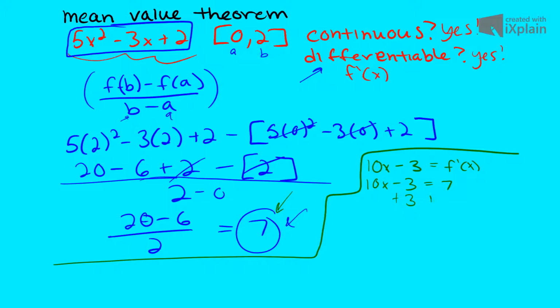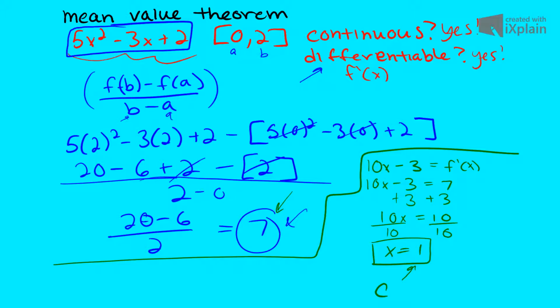We add the 3 on both sides. We get 10 is equal to 10x. Divide by 10, divide by 10. X is going to be equal to 1. Now the reason why this is important, this 1 value here, this is actually the answer to our problem. This is what's called our C value. And in a mean value theorem problem, the C value is the most crucial part of it. That's what you're looking for.